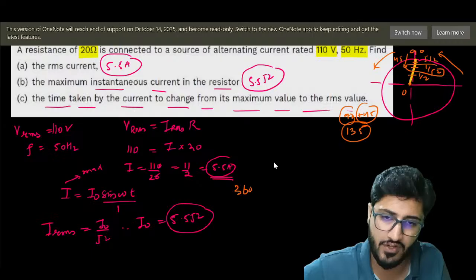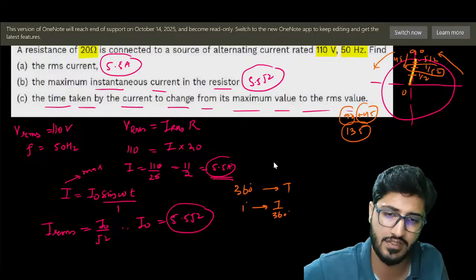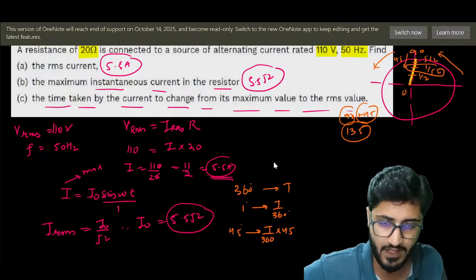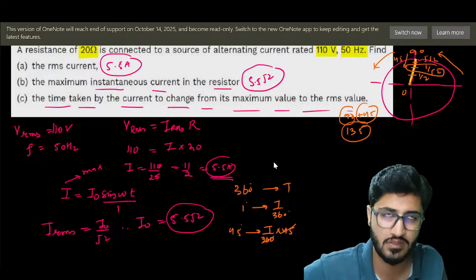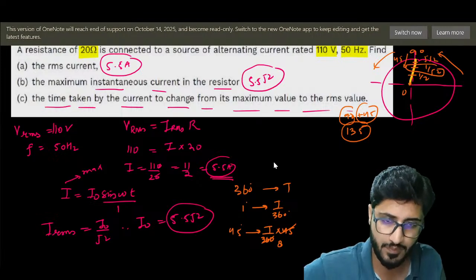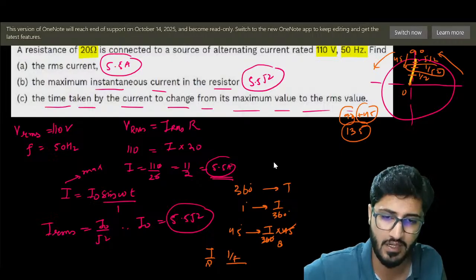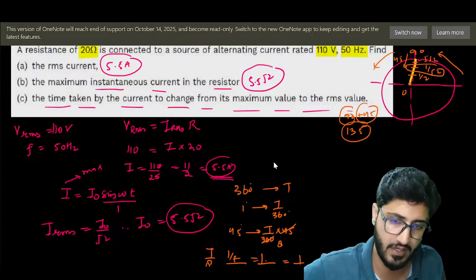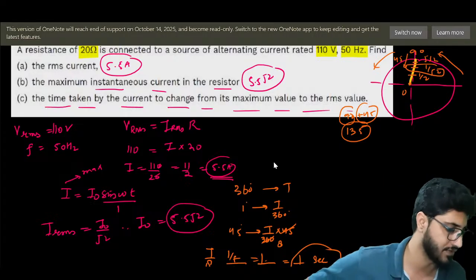So 360 degree goes to T, 1 degree goes to T divided by 360. 45 degree means T by 360 multiplied by 45. Okay, 45 once 45, it is 90, 8. So I guess it is 8. So my answer came out to be T divided by 8. And T is 1 by F. So 1 by F whole divided by 8. It is 1 divided by 50 into 8, that is 1 by 400 second. This is my required answer.